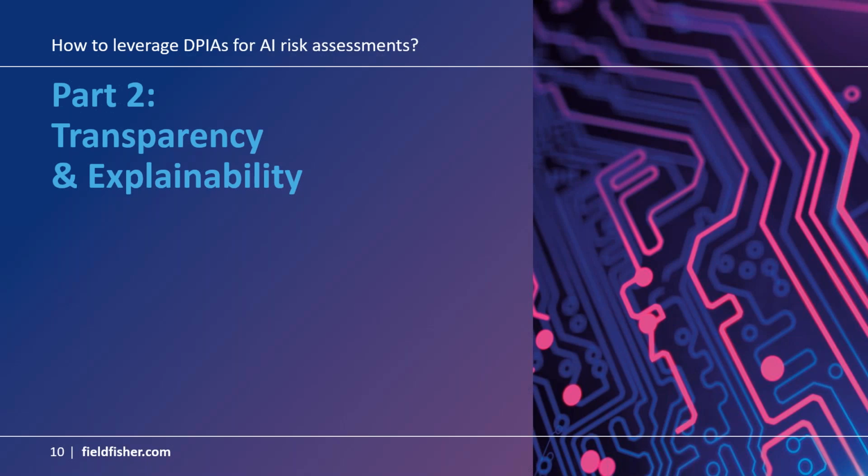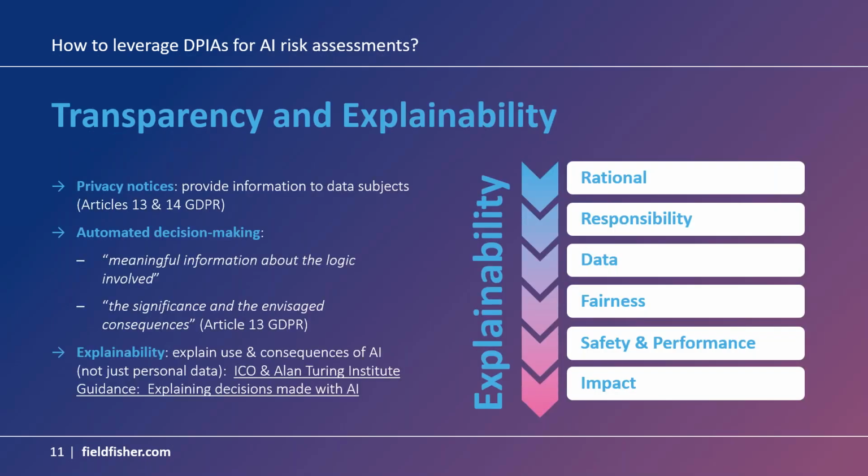Okay, so looking then at the concepts of transparency and explainability, because this is another area of key intersection between the GDPR and the EU AI Act. Obviously, many of you will be familiar with the need to provide statutory information under the GDPR. That's typically done in the form of a privacy notice. So that's the means of providing the relevant transparency under the GDPR.